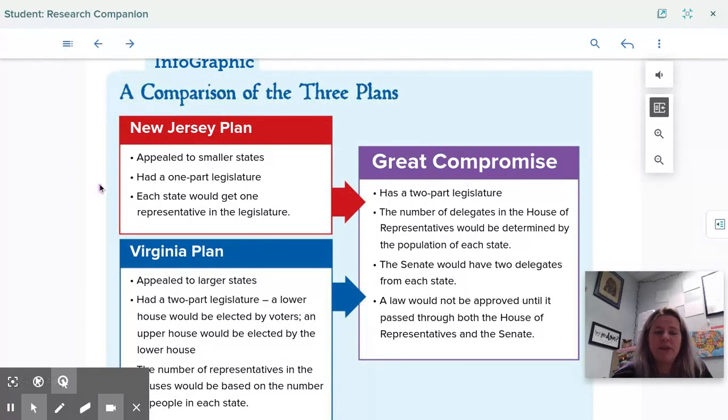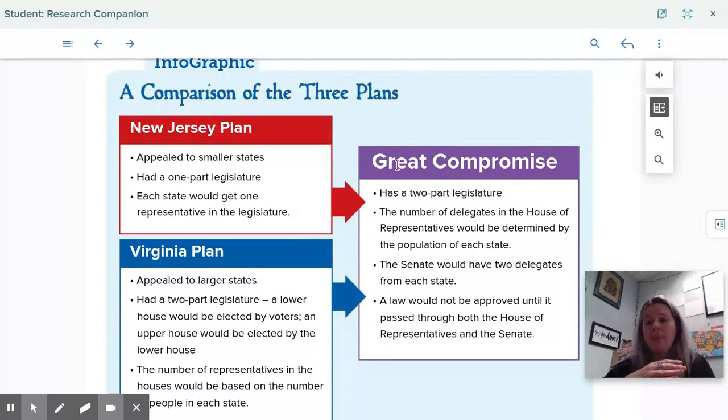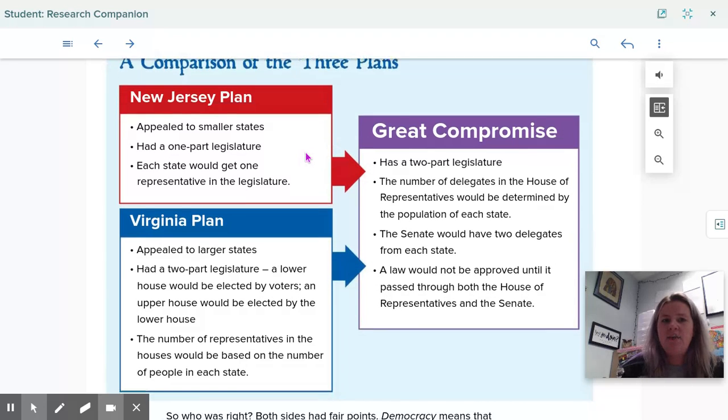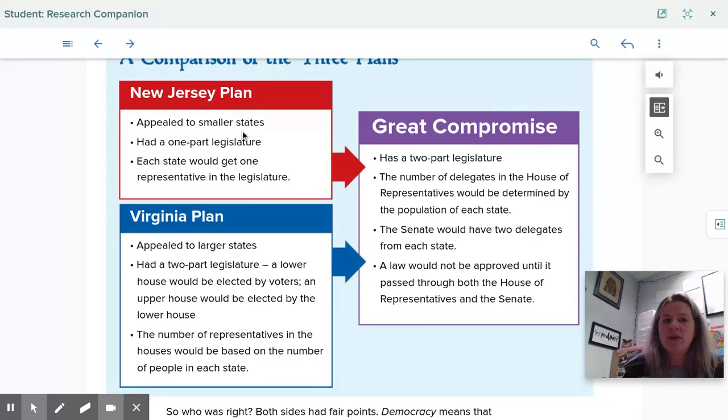All right, so I know that some of you have already seen this infographic, but I wanted to point it out again. So we had the three plans. We have the New Jersey plan that benefited the small states, the Virginia plan that benefited the larger states, and then we have the Great Compromise, which is a compromise of pieces of each that we could agree upon. So quickly to go over this again, the New Jersey plan appealed to smaller states, had a one-part legislature, and each state would get one representative in the legislature.